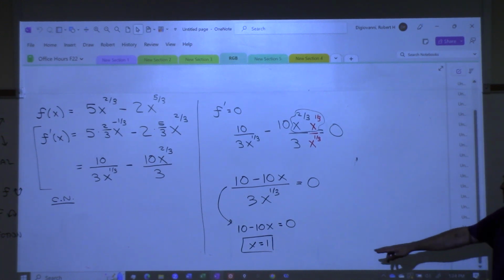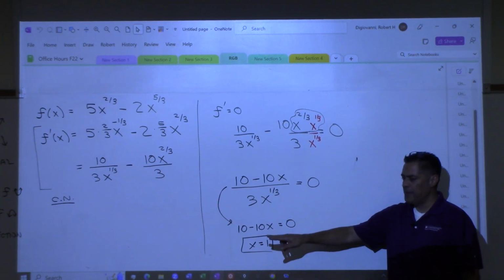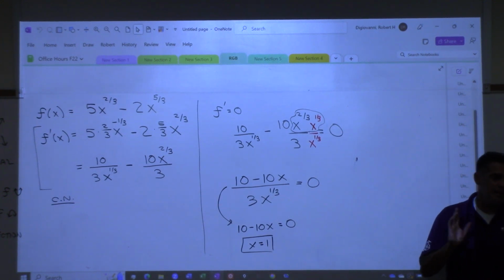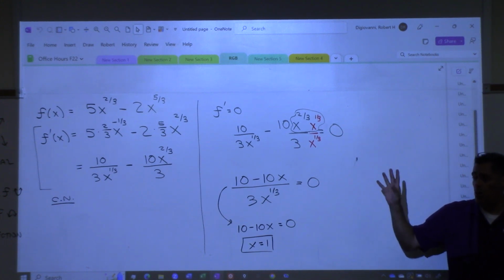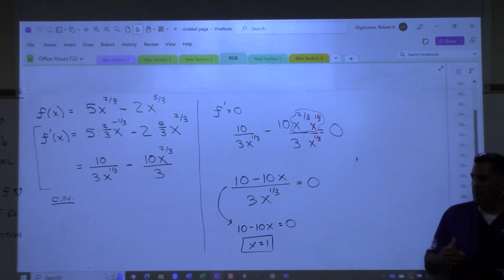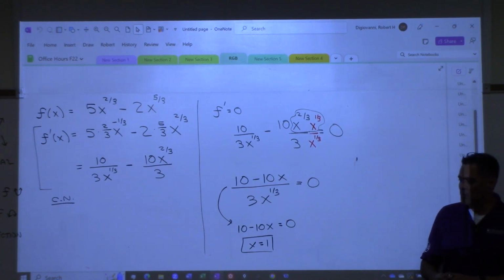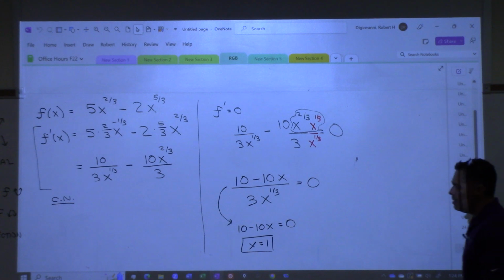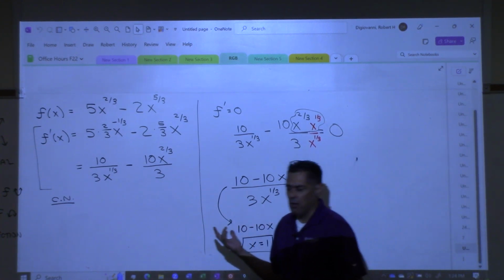What do you have to check about this critical number? Is it in the domain of the original function? Now, I did not look at the domain in the beginning. And it's your prerogative. You could look at the domain in the very beginning of the problem if you wanted to. Or when you get to this step, you could say, I need to make sure it's in the domain, and go look at the domain real quick. I've always looked at the domain at this point, because it is possible that I get no solution here, and then I'm not worried about domain at all.